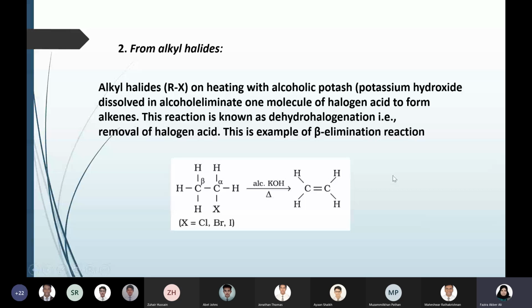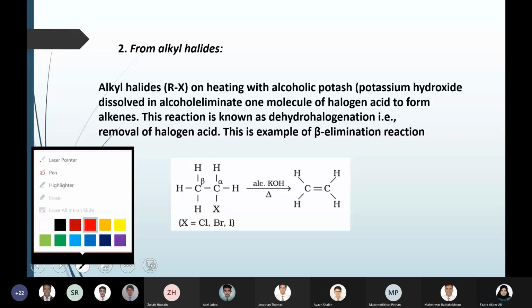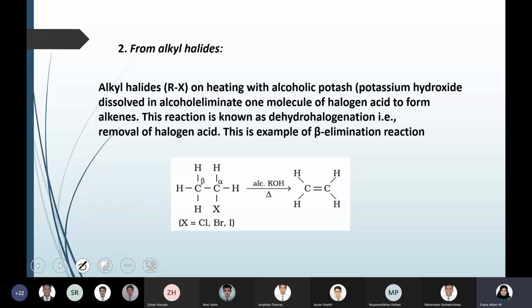Yeah, okay. So it is alcoholic potassium hydroxide, that is alcoholic potash, used as the condition, and on heating also. And what undergoes is a beta elimination. So Vishesh, what is a beta carbon? How will you identify alpha and beta carbon, Vishesh?